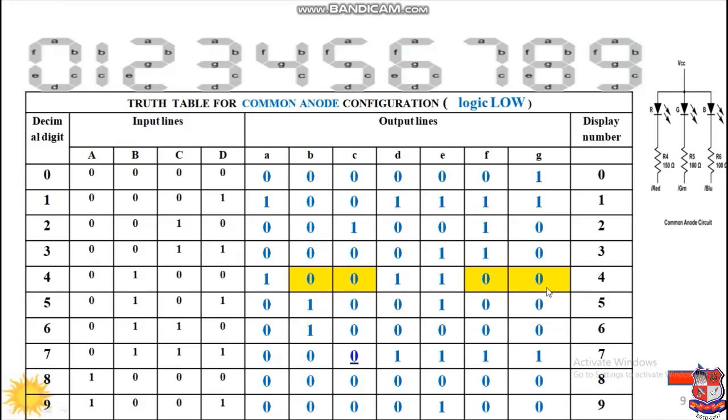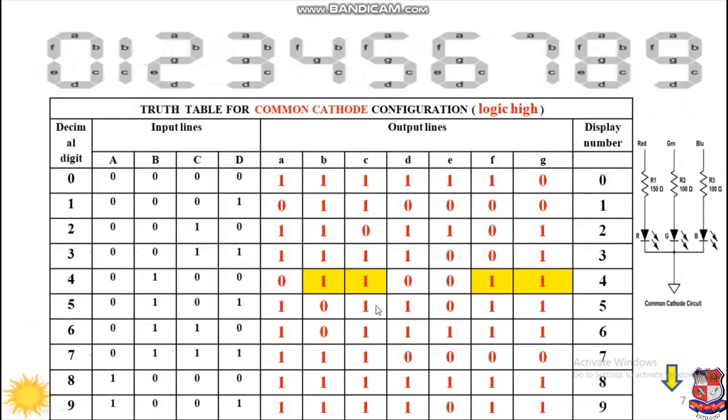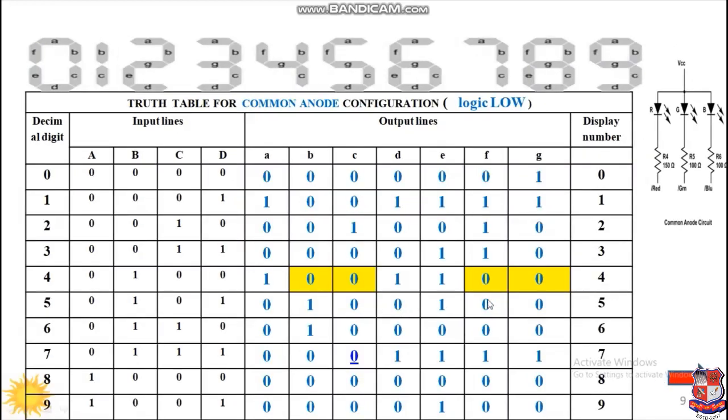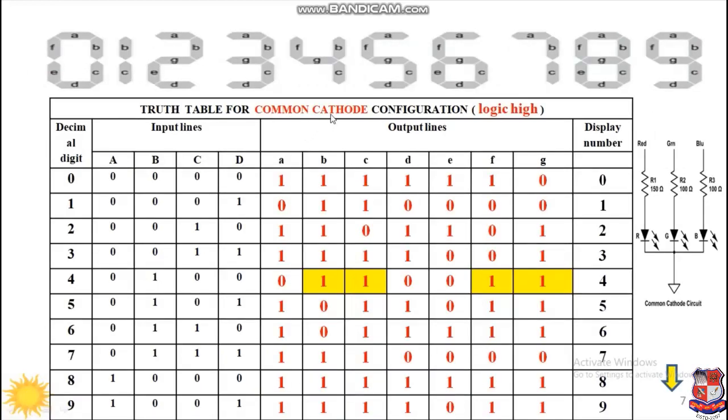We can compare those two configurations. You can see that B, C, F and G were given 1 in common cathode configuration, and B, C, F and G are given 0 in common anode configuration. If we want to glow 1 in this configuration, that is logic low configuration, B and C should be given 0. See, B and C are given 0, rest all are given 1. Similarly, for common cathode configuration, to glow 1, B and C should be given 1, higher. Rest all are given 0.